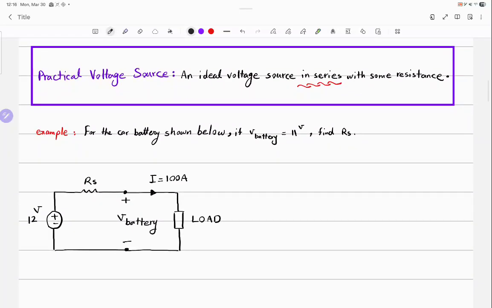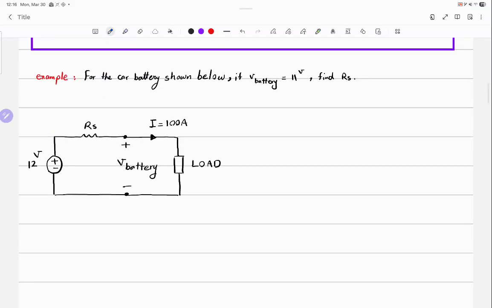Okay, for the car battery shown below, if V battery is 11 volt, find Rs. So what should I do? Sorry? KVL, yeah.